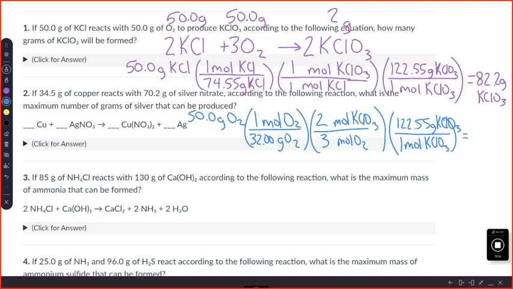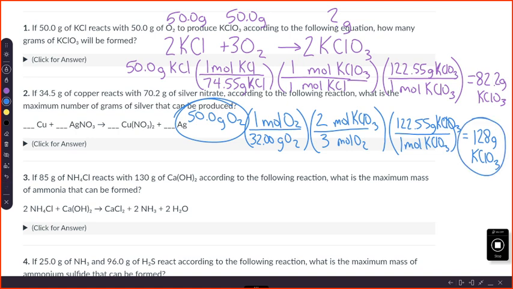Again, the calculator, multiply across the top, 50 times 2 times 122.55 divided by 32 divided by 3 is, to 3 sig figs, 128 grams of KClO3. Now interpret what that answer means. If you wanted to use up all 50 grams of O2, you would make 128 grams of KClO3.